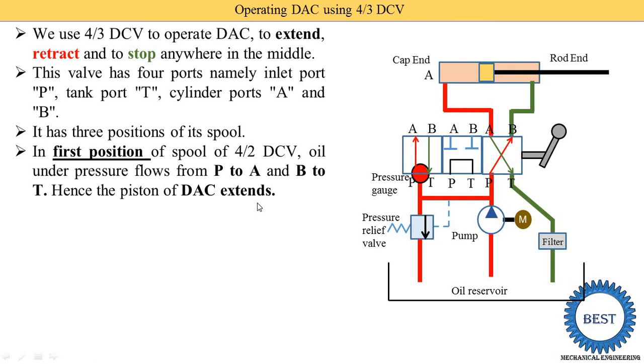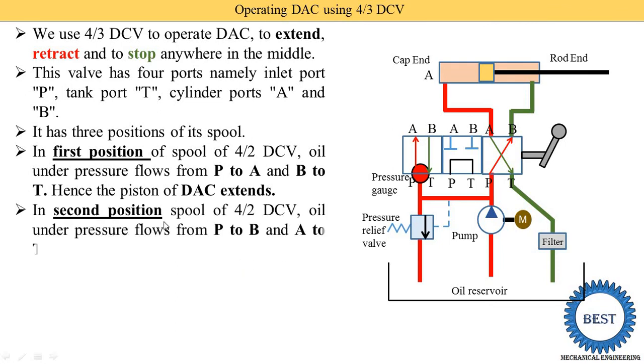Now here you see the directional control valve position is changed. Okay, so this connects with the third square, which is called the second position. Okay, so what do you understand in the second position? In the second position of the spool of 4/2 DCV, oil under pressure flows from P to B. Okay, so here you see the P port is connected with B, and it is moving in the upper direction, meaning pressurized oil is supplied to the B side. Okay, so pressurized oil enters the B side, then it enters the cylinder at the rod end.